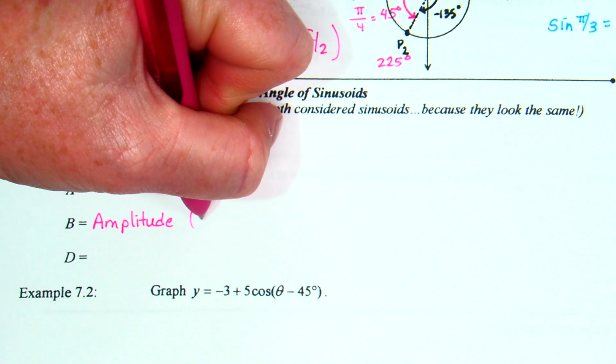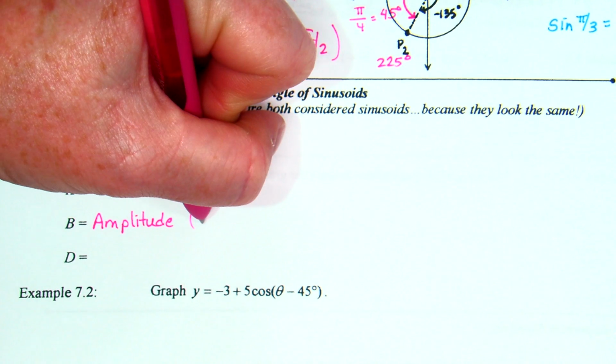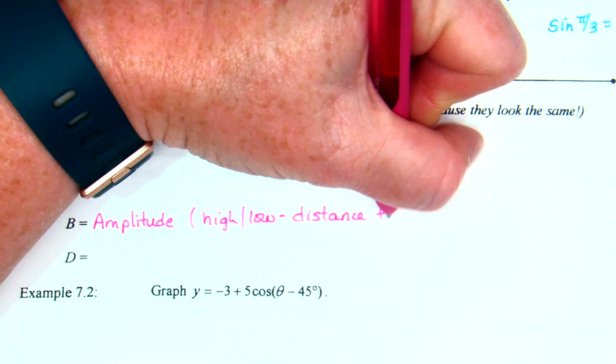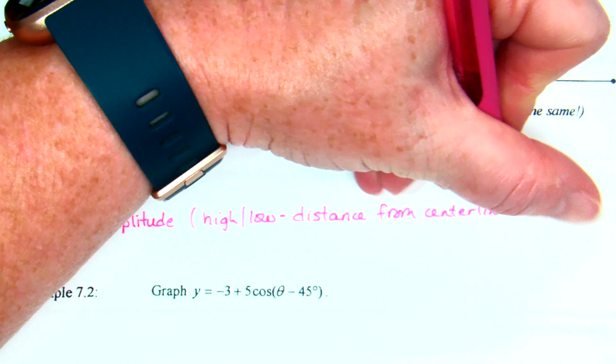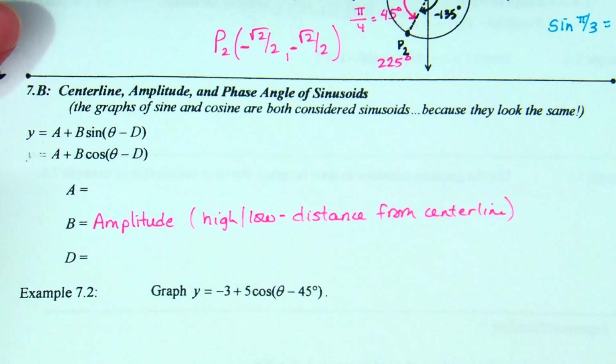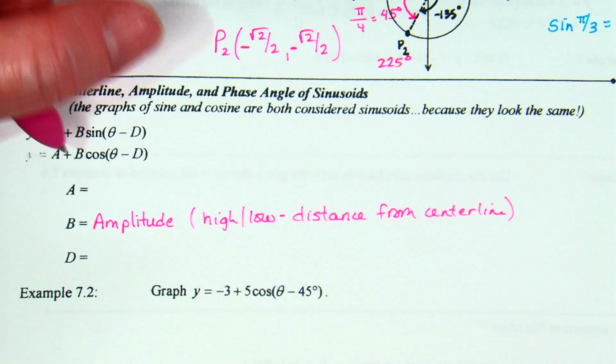So he used amplitude and he said how high or low it goes. I'm also going to say distance from center line, because it helps us adjust our center line, doesn't it? Yep. So A is your center line.